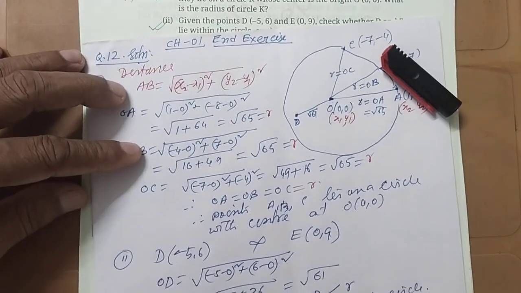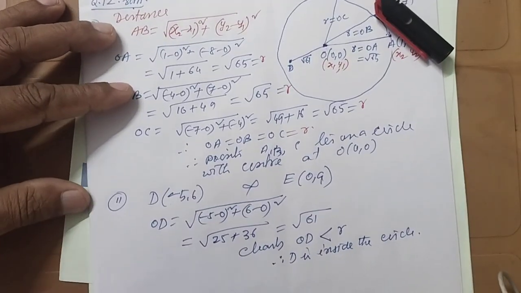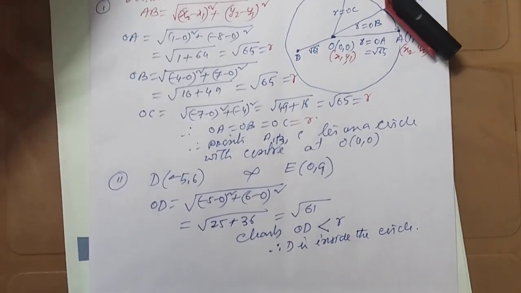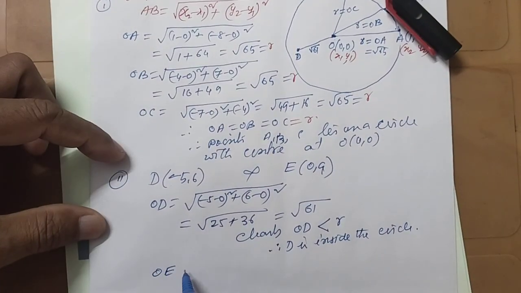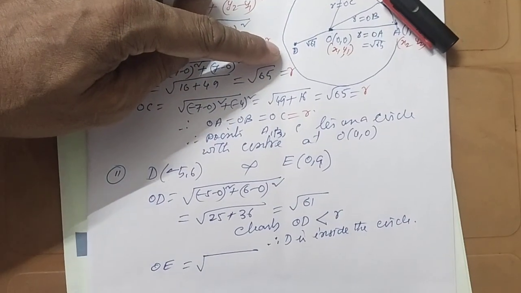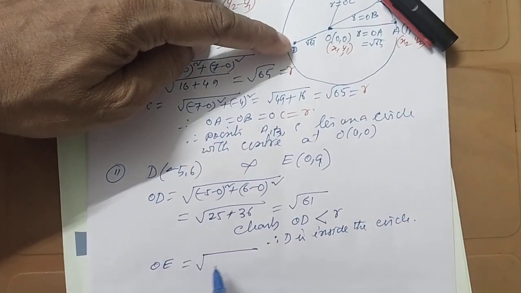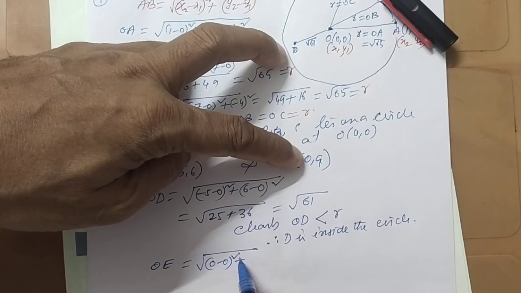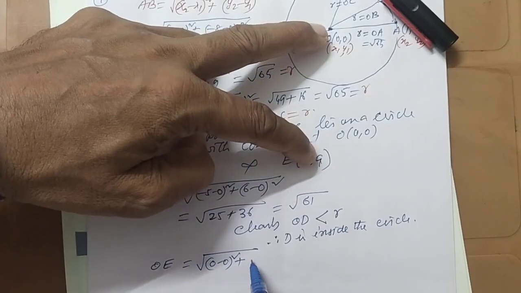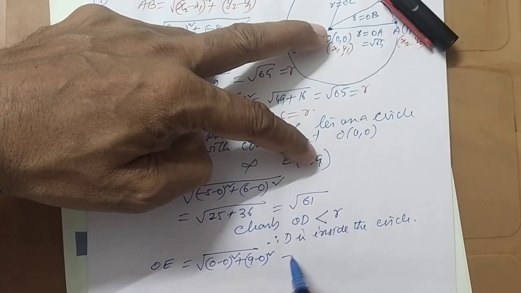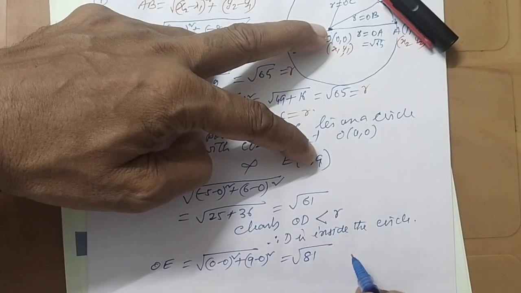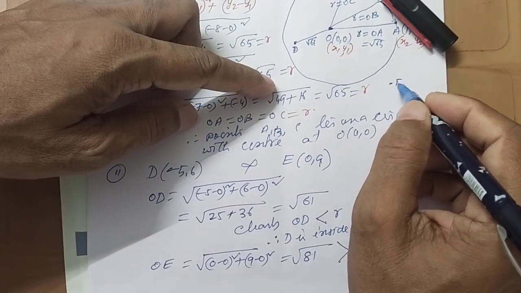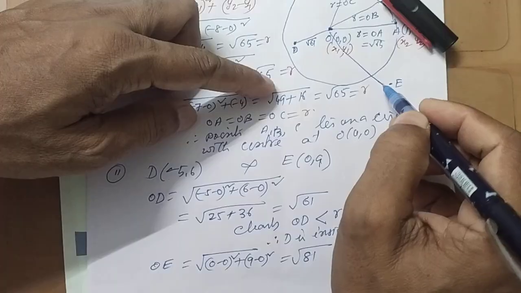Same way we'll check for E. So OE, if we find from O to E: (0 minus 0) square and (9 minus 0) square. So it will be root over 81. Root over 81 is actually 9. So you see it is greater than the radius. So point E will go beyond the circle. It will be somewhere outside the circle.